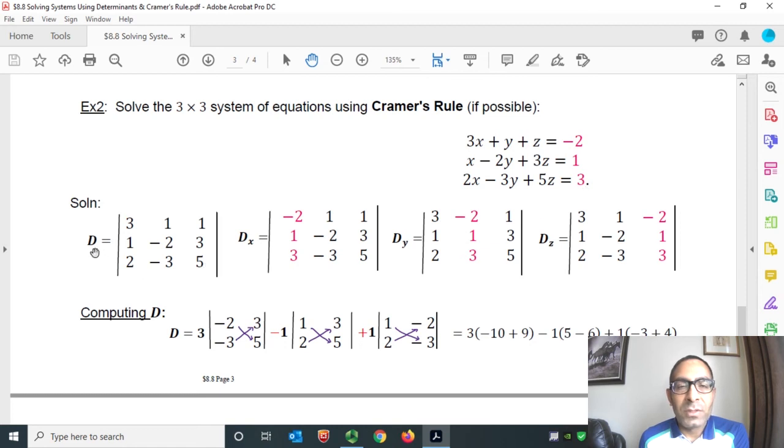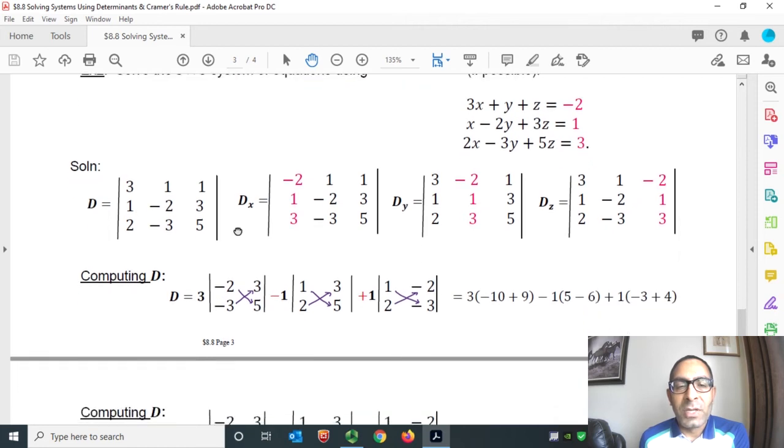First, let's compute the determinant D, that is the determinant of the coefficient matrix, and then the determinant Dx. Dx is the determinant of the matrix obtained from the coefficient matrix by replacing the x column by the constant column. These are the constant column, by the way. Similarly, Dy is the determinant of the matrix obtained from the coefficient matrix by replacing the y column by the constant column.